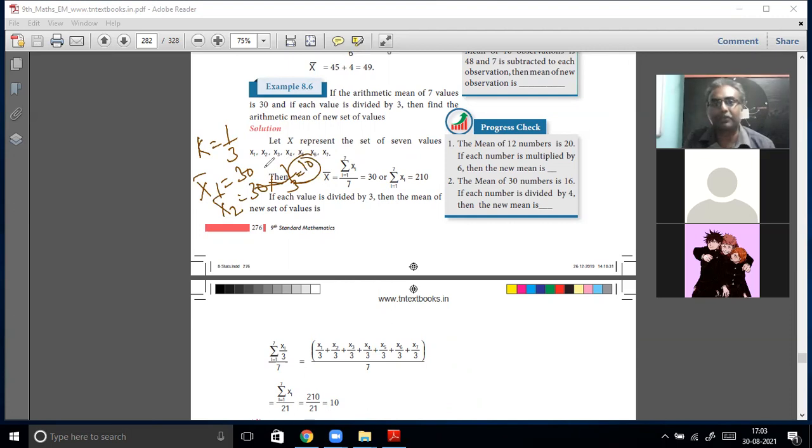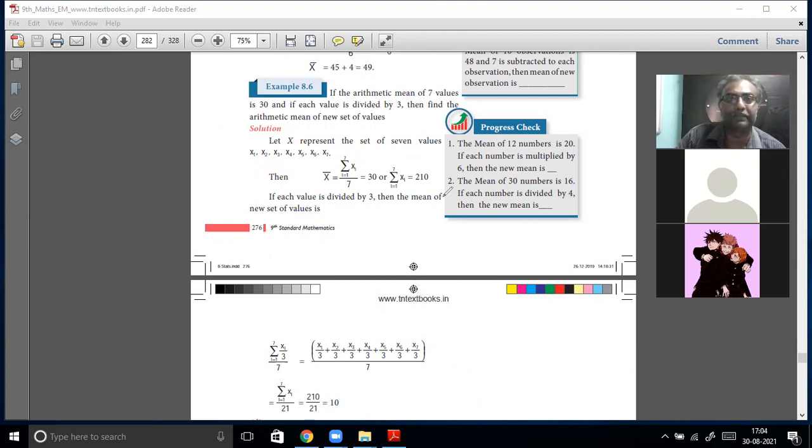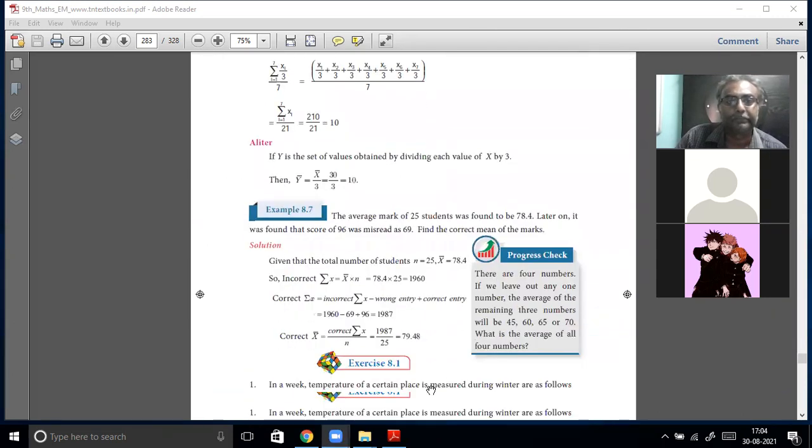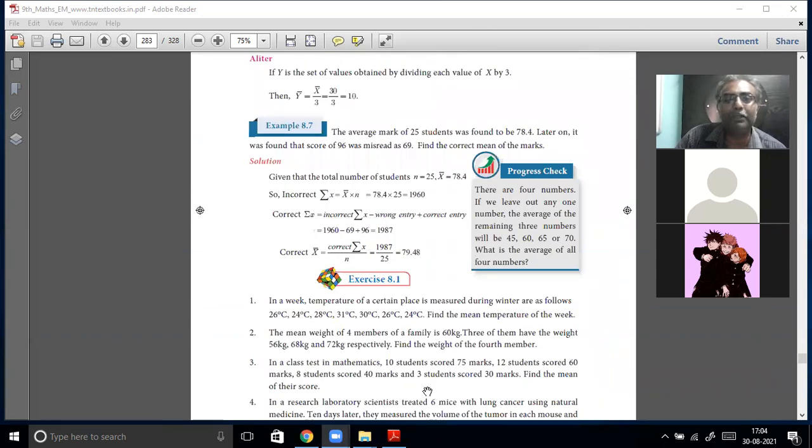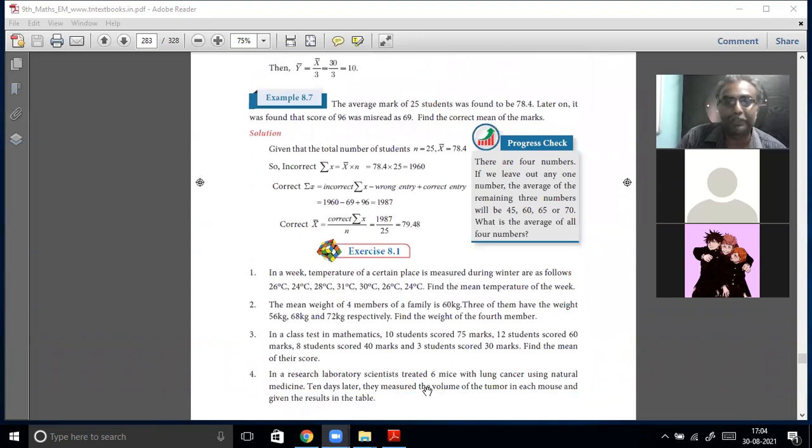So whatever calculation you do, it should end up at that 10. New mean should come to 10. So you have a way of double checking these three kinds of sums. Okay. Now small twist. Small twist we have.